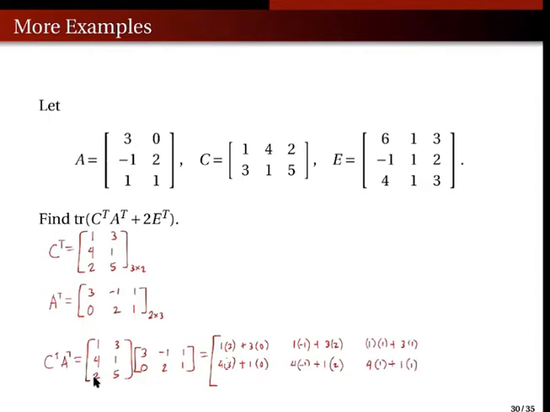And then for the last row, 2, 5 multiplied to 3, 0. So 2 times 3 plus 5 times 0. And then 2, 5 multiplied to negative 1, 2. So 2 times negative 1 plus 5 times 2. And then 2, 5 multiplied to 1, 1. So 2 times 1 plus 5 times 1.